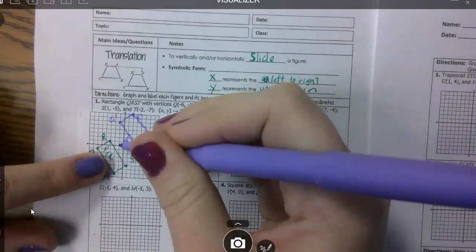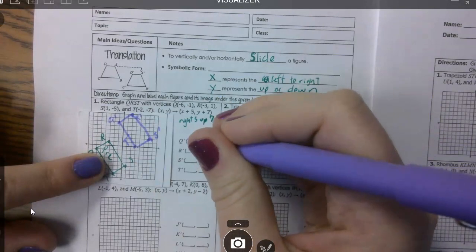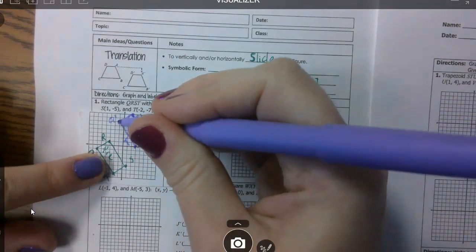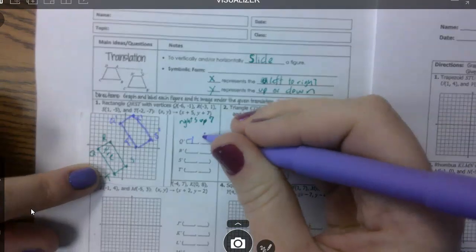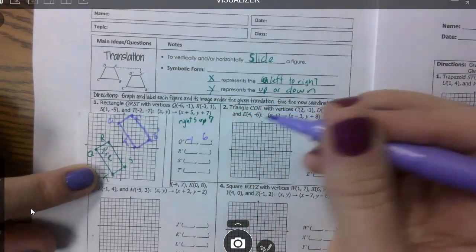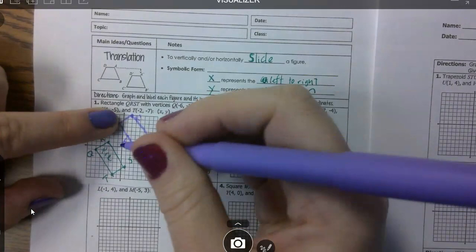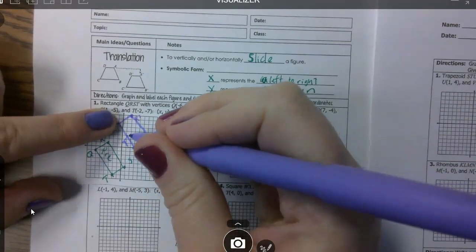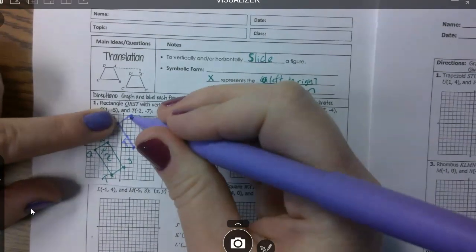Q is at -1, up 1, 2, 3, 4, 5, 6. R is at 1, 2, 1, 2, 3, 4, 5, 6, 7, 8. It is at (2, 8).